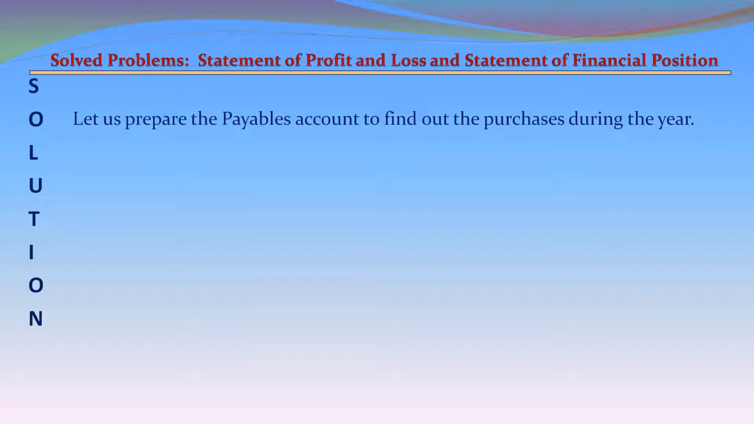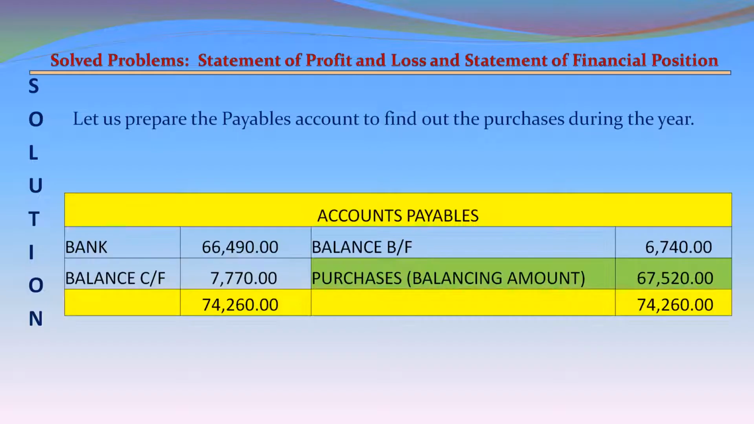Now let us prepare the payables account to find out the purchases during the year. Accounts payable. On the credit side, balance brought forward 6,740. On the debit side, by bank 60,490. Closing balance. Balance carried forward 7,770. When we balance the account, there is a difference of 67,520 excess debit. So this represents purchases by Mr. John.